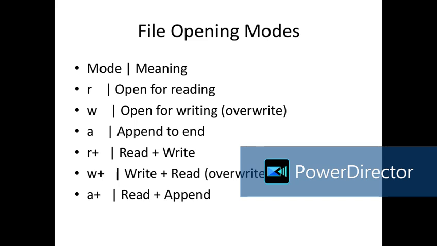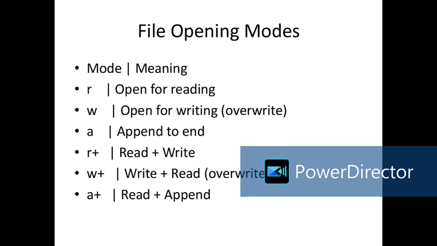File opening modes. Here is a summary of common file opening modes. Mode and description. r means open for reading, w means open for writing, a means append to end of file. r+ means read and write, w+ means write and read, a+ means read and append.